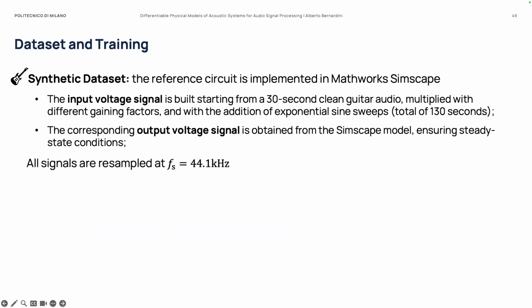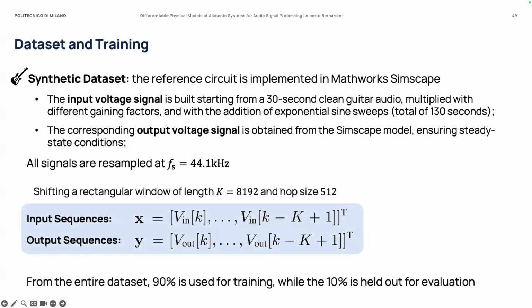Again, we firstly implemented our circuit in Simscape. We built a data set, and then we trained the neural network in a little bit stranger way. And again, the input and output now are the input voltage of the circuit, V in, and the output is V out.